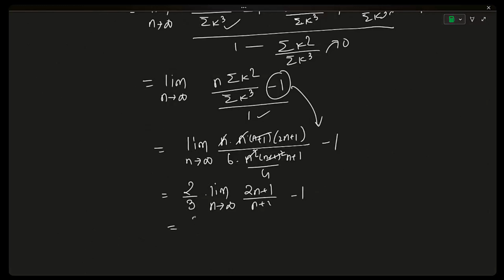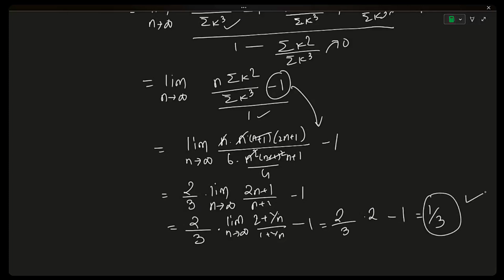So this becomes 2 by 3 multiplied by, now this can again be solved by dividing by n, which is the highest power, which means 2 plus 1 by n by 1 plus 1 by n. Again the 1 by n's go to 0. So you simply have 2 by 3 into 2, because 2 plus 0 by 1 plus 0 is 2 by 1, which is 2, minus 1, which is 4 by 3 minus 1, and therefore the answer is 1 by 3.